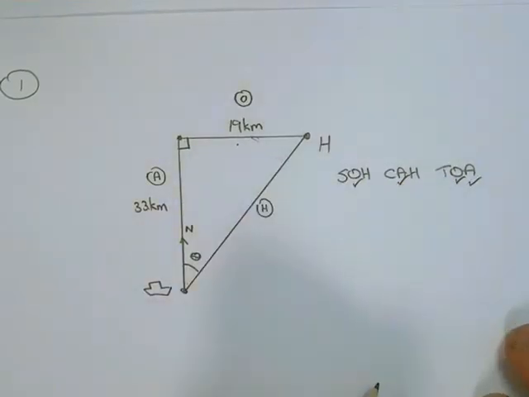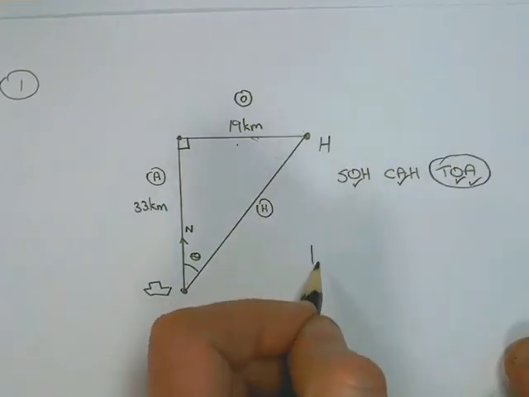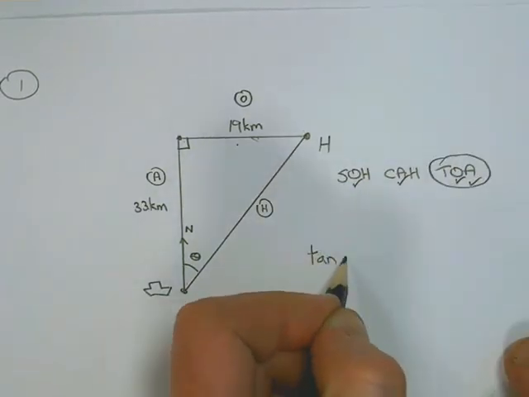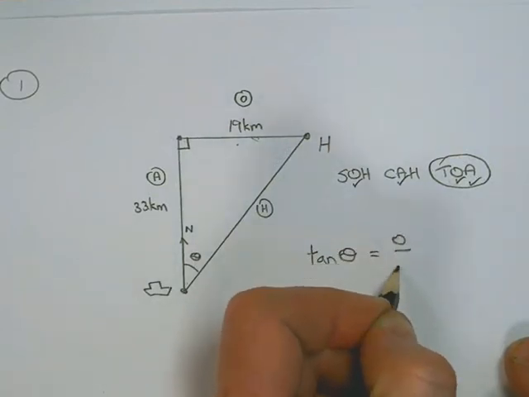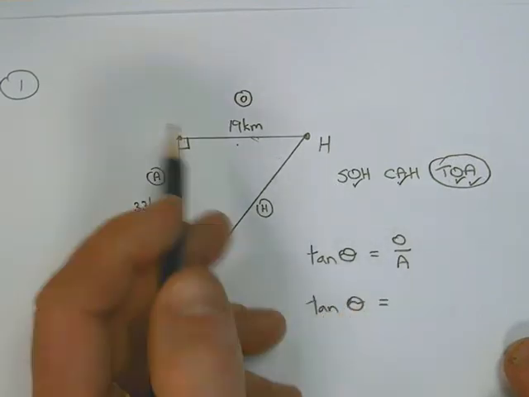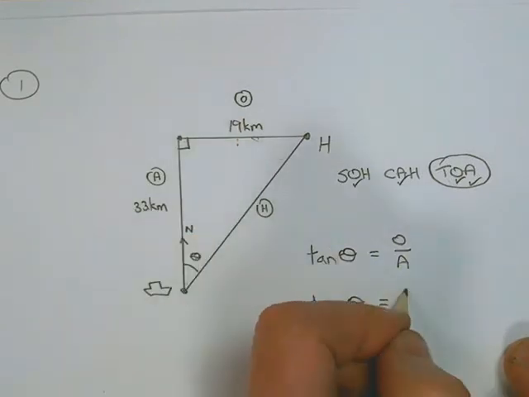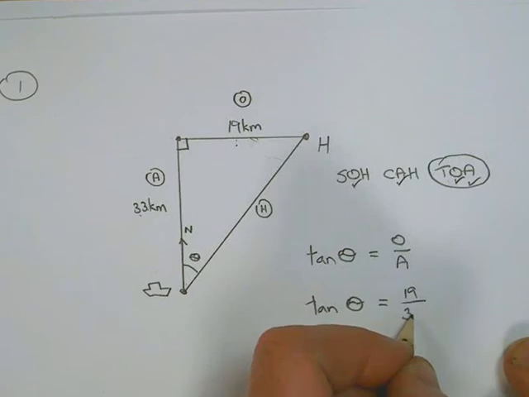And the only one with 2 ticks is TOA, which means the trigonometric ratio we're going to be using is tan theta equals the opposite over the adjacent. And we know that the opposite is 19, and we also know that the adjacent is 33.